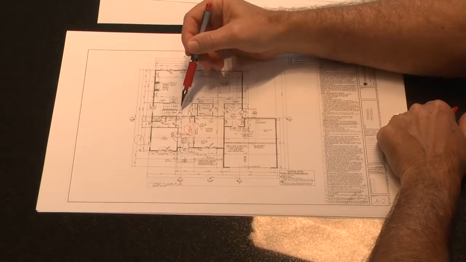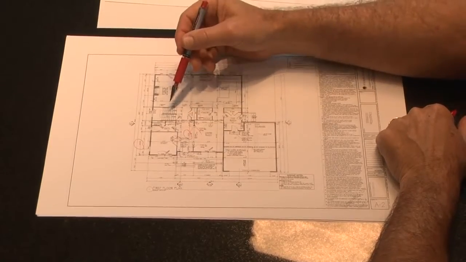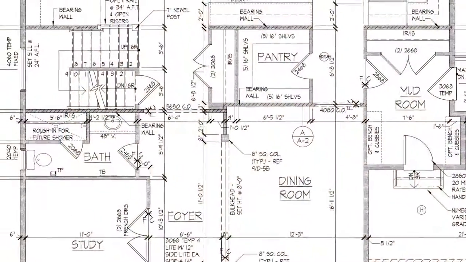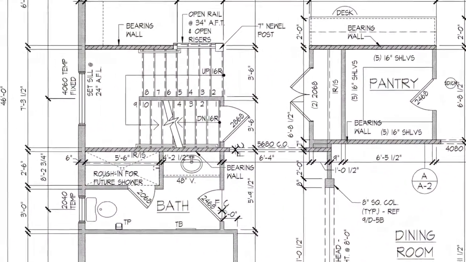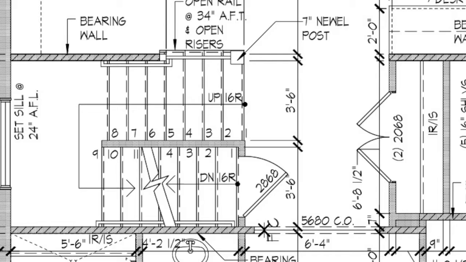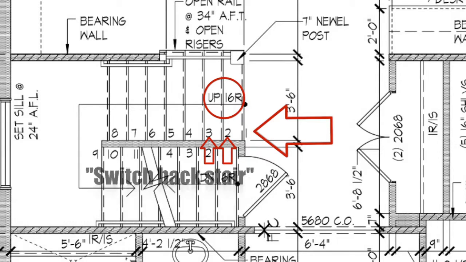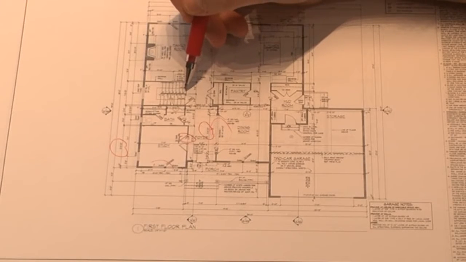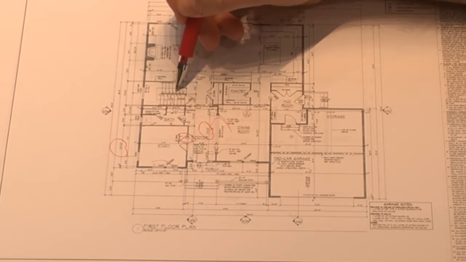As we travel further into the plan, you're going to see other things. So here's a stairwell. You'll look, there's a note on this stairwell. It says up 16 risers. So here's the first step, second step, third step, going up. It's called a switchback stair, going up to the second floor. If you look closer on the plan, it says 2, 3, 4.